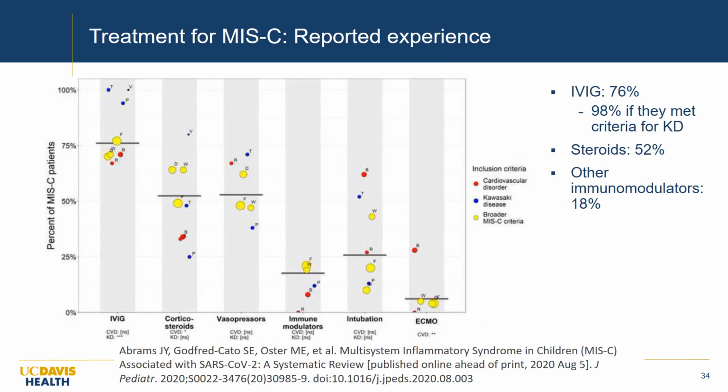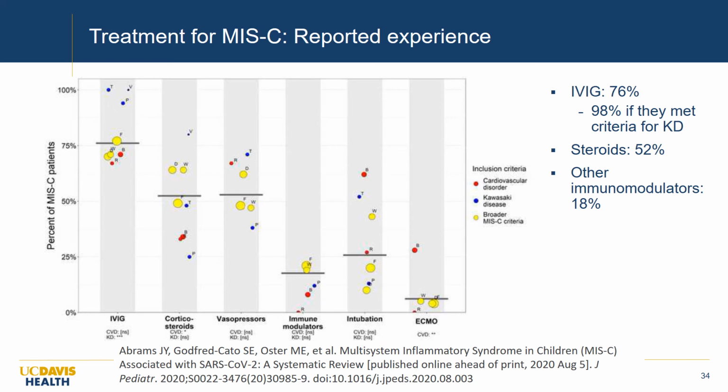This was an article that looked at MIS-C in children and did a systematic review of all of the case series and reports that had been published at that point. They looked at how frequently all of these different treatment modalities had been used. The most common, over here on the left, was IVIG, which was used in about 76% of cases. You can see that some of the case series that they included only children with a cardiovascular disorder, and those are indicated by the red dots. Some of them included children who met Kawasaki disease criteria, and those are indicated by the blue dots. And some of them had really broad MIS-C definitions, and those are indicated by the yellow dots.